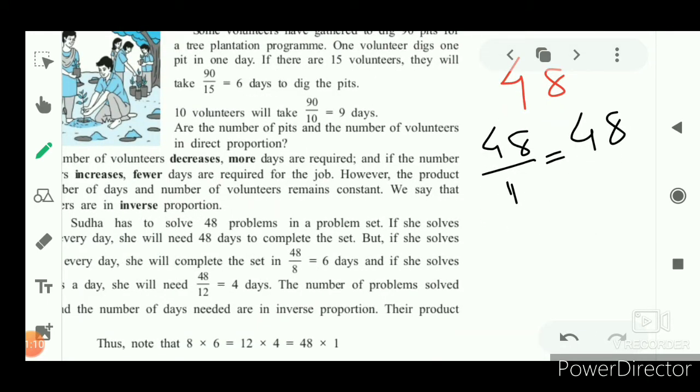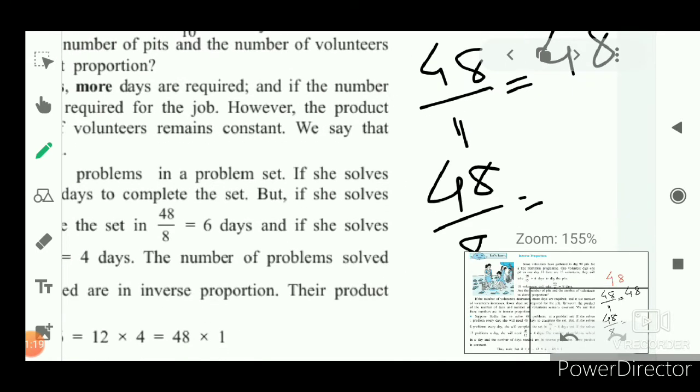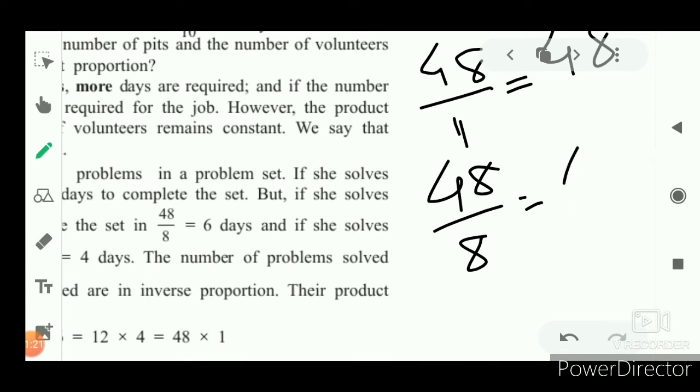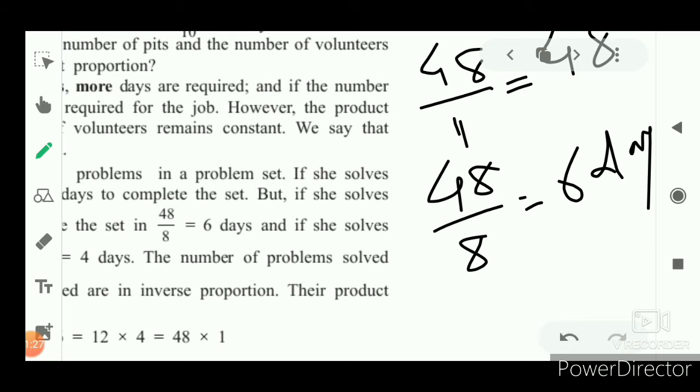If Sudha solves 8 problems in one day, 48 by 8, then it will require 6 days to complete the problem set. And if she solves 12 problems in a day, 48 by 12, then he will require 4 days to complete the problem set, right?